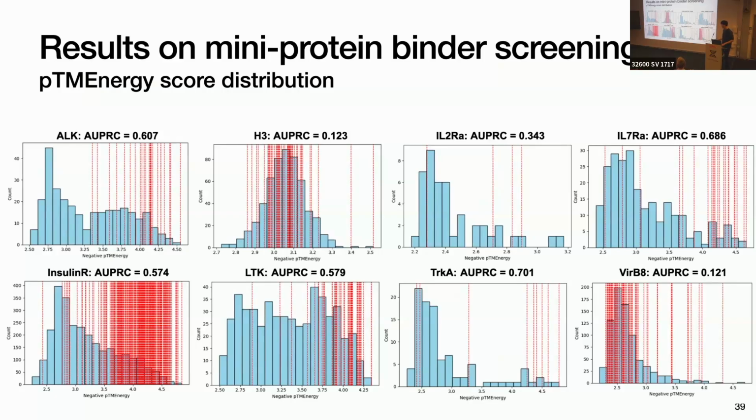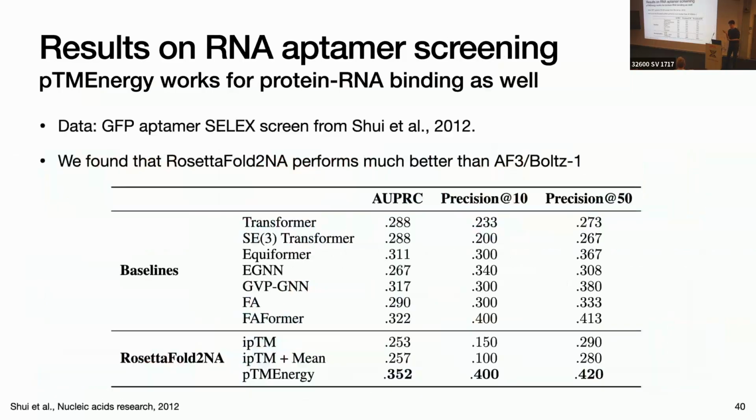This is the distribution of the pTMEnergy. Of course, pTMEnergy by itself is the lower the better, so when we plot this, we took the negative of it so that it matches your intuition. But in practice, it's always the lower the better. We also plugged this into protein-RNA binding. We took an RNA aptamer screen from a paper in 2012, and we found that our pTMEnergy score gives much better accuracy than ipTM as well in the case of protein-nucleic acid interaction.